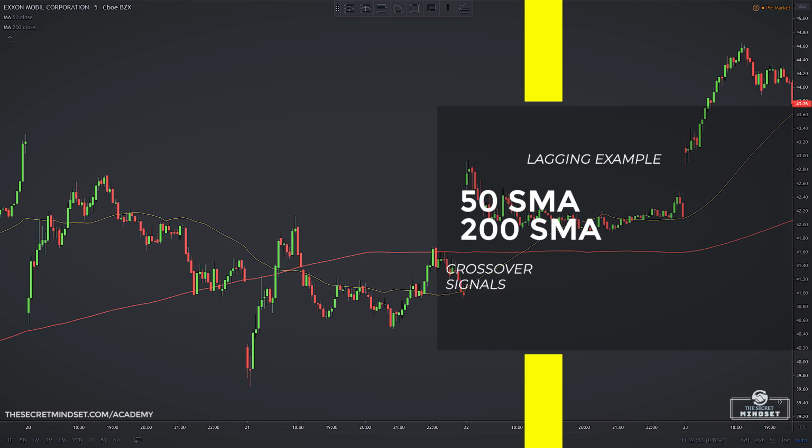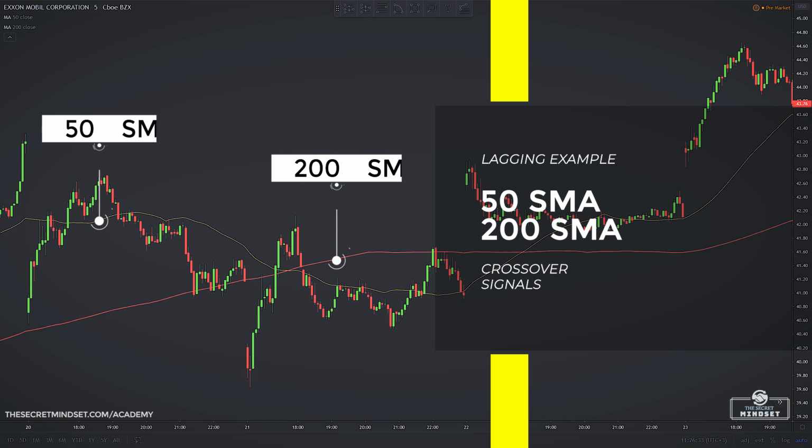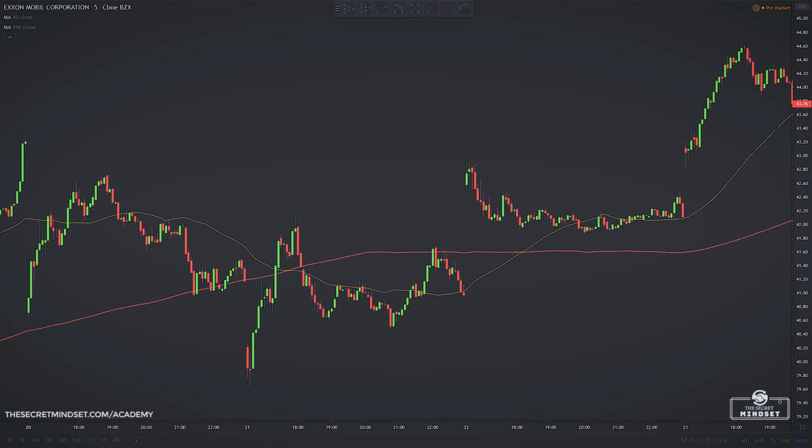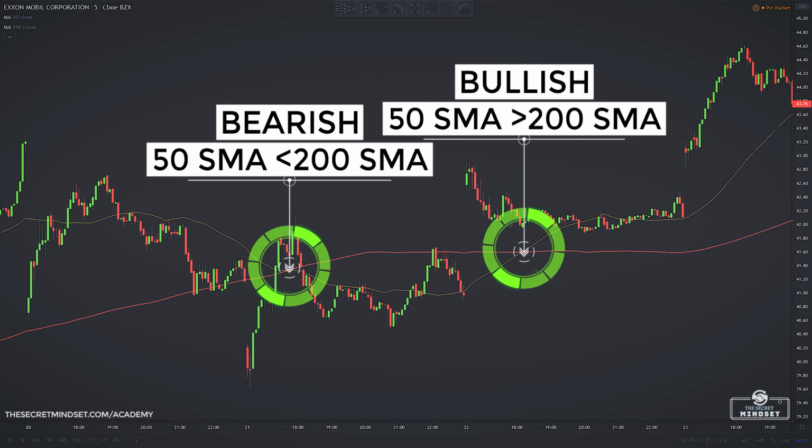Let's look at a classic example of a lagging indicator, namely the moving average. In this setup, we added a 50 period and a 200 period moving average to trade golden and death crosses, which are bullish and bearish crossovers of the 50 and the 200 simple moving averages. Generally, the asset is said to be bearish when the 50 SMA crosses below the 200 SMA, and bullish when the 50 SMA crosses above the 200 SMA.